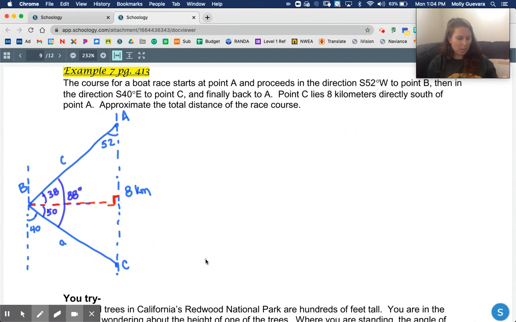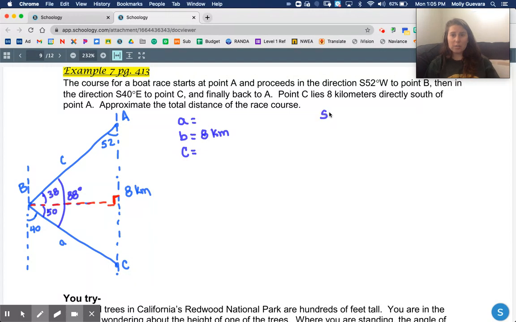So now what I want to do is I need to find A. So my goal is to find A, and my goal is to find B and C. Because I want to know the total distance of the race. Well, I know that side B is 8. So that's neat. Okay, so I really just need to find A and C. So let's go ahead and find A first, because now I know an angle and the side across from an angle, right? I know 88 and 8.